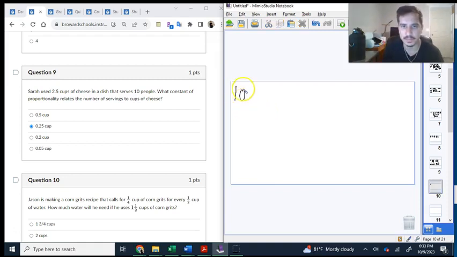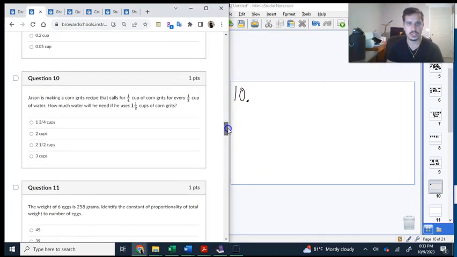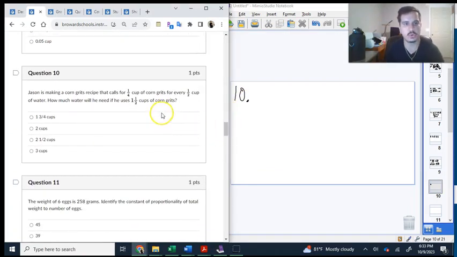Number 10. Jason is making a corn grits recipe that calls for 1/4 cup of corn grits for every 1/2 cup of water. How much water will he need if he uses 1.5 cups of corn grits?